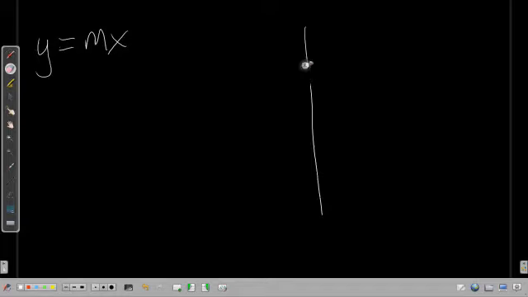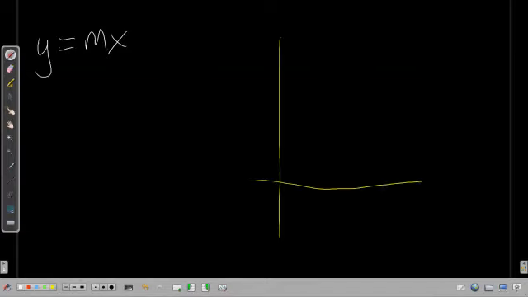Okay, then. If I had this as my rule, it has a slope of m. It must go through the origin because all the points on this line have to look like x comma mx.